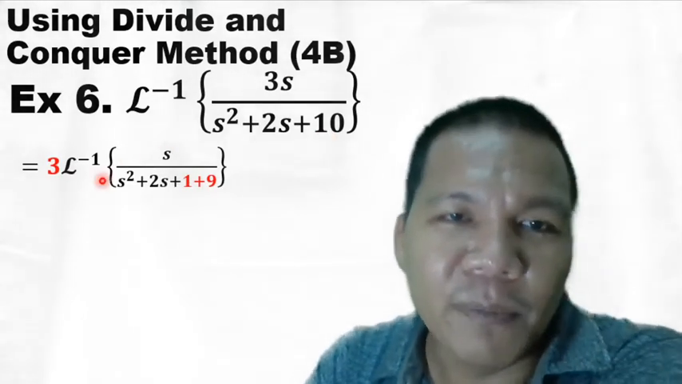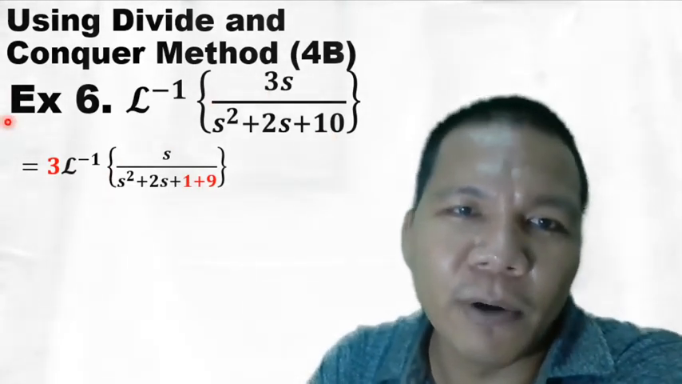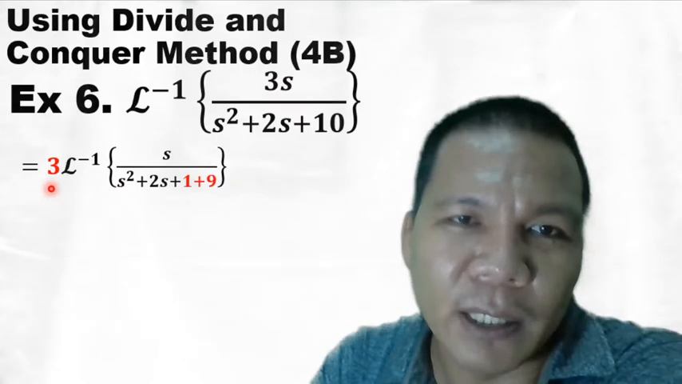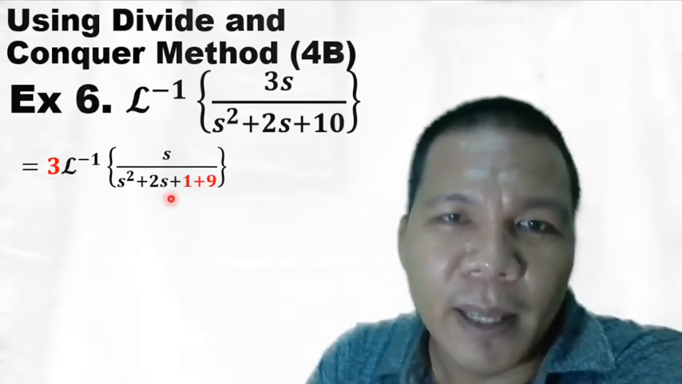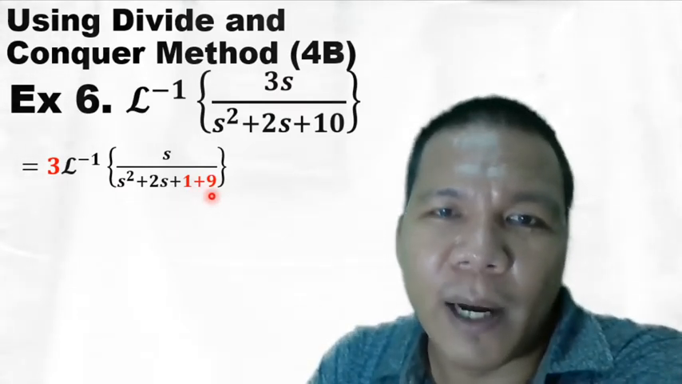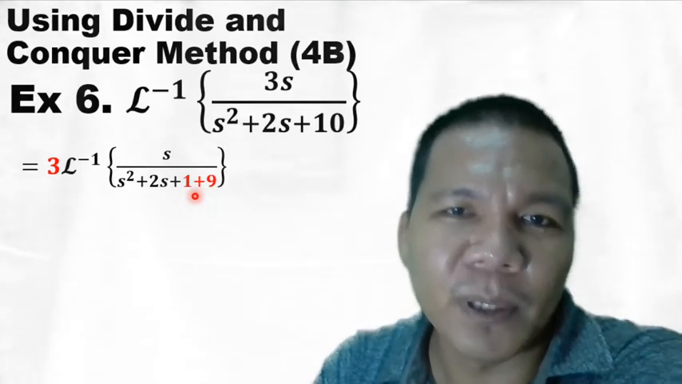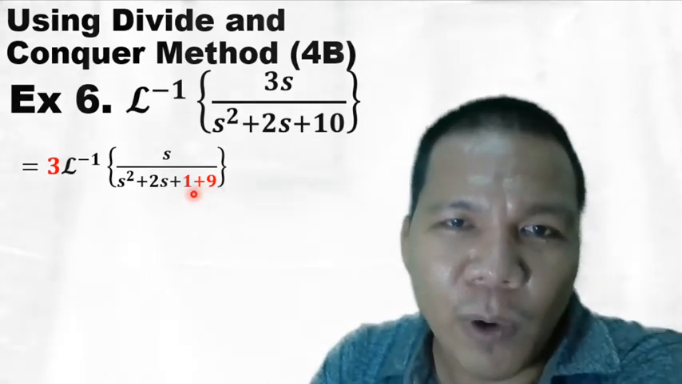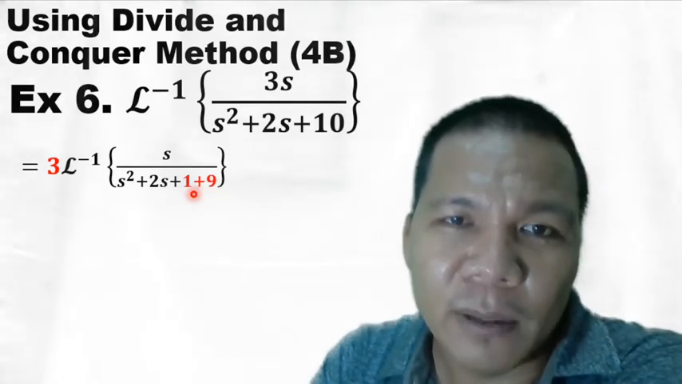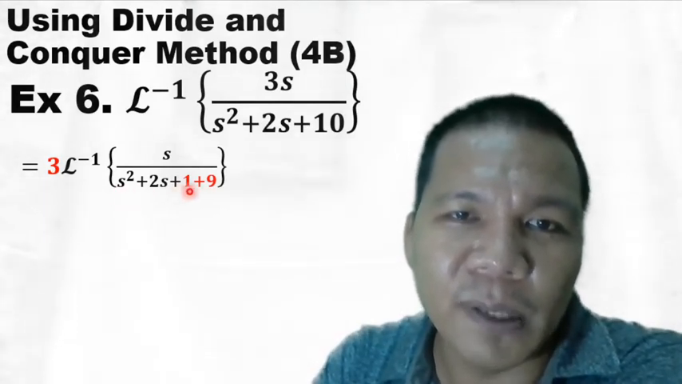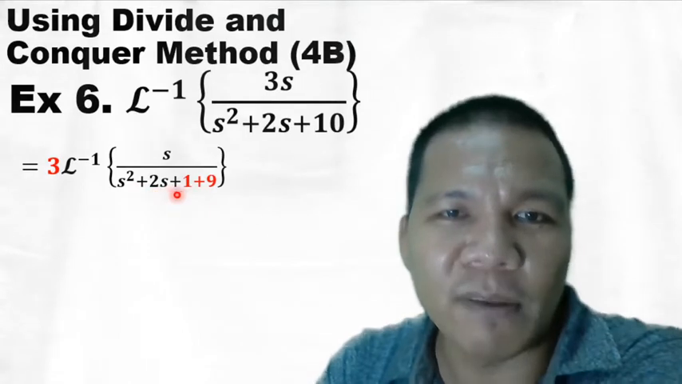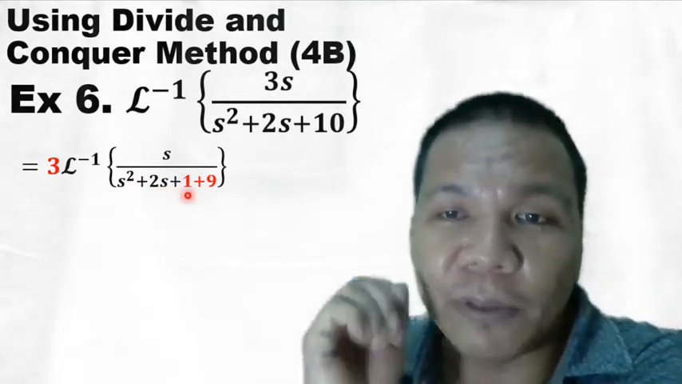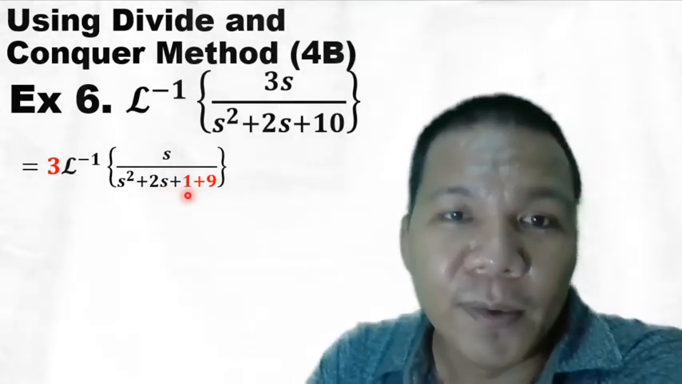As I have said a while ago, we take out 3. 3 was taken out, no? And then we split 10 into 1 and 9. So why 1? 1 so that we can group this trinomial s squared plus 2s plus 1 so we can factor it out later on.